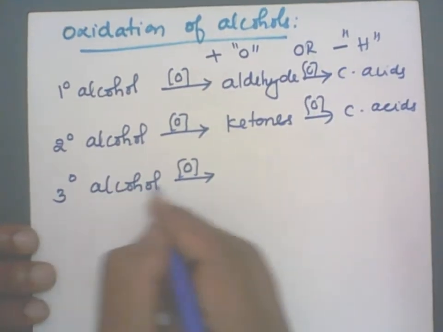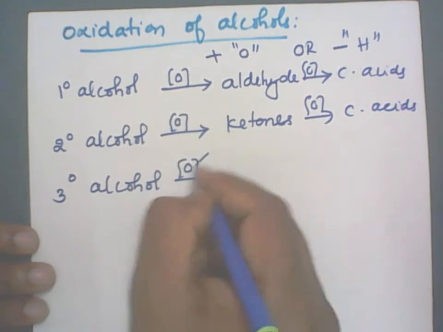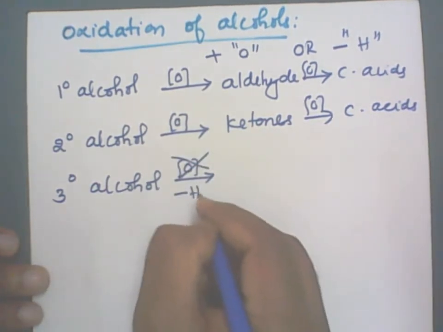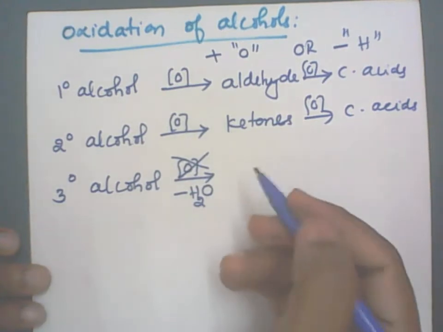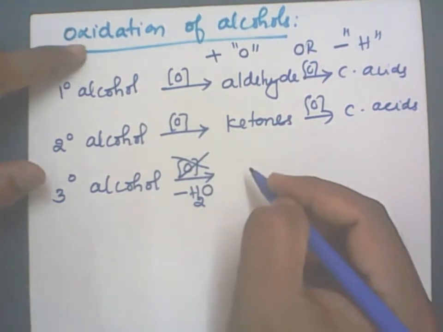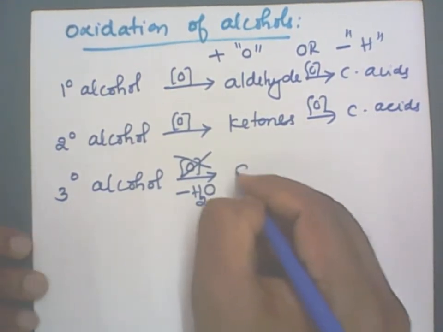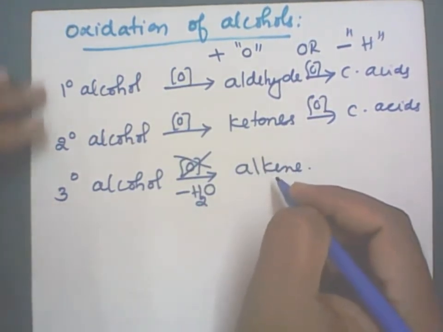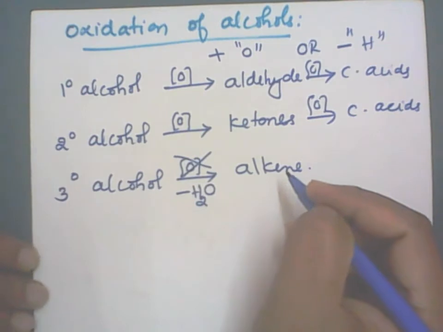But in case of tertiary alcohol, oxidation will not take place to begin with. Actually dehydration takes place, removal of water takes place in the presence of the oxidizing agent, to give alkene as the product. This we'll see in the examples.